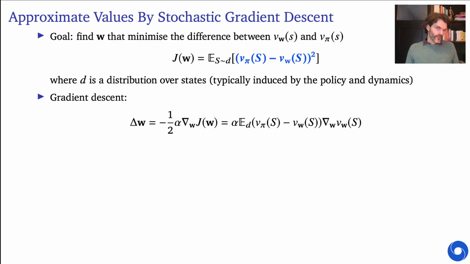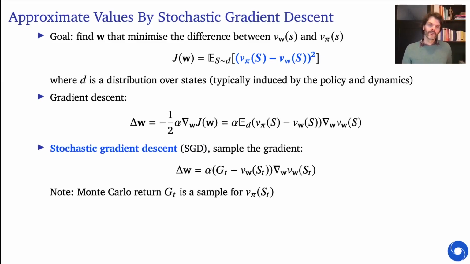And then we can just consider this gradient descent algorithm. Here the 1/2 comes in handy because it cancels out with the 2 that comes from taking the derivative of the square. We note that the distribution in this case does not actually depend on our parameters, so we can just push this gradient into the expectation, and then we get this update, if you will, where the update to the weights, delta w, would be small step size alpha times the expectation under that distribution over states of the target, which is our true value function for that state, minus our current prediction, times the gradient of that current prediction.